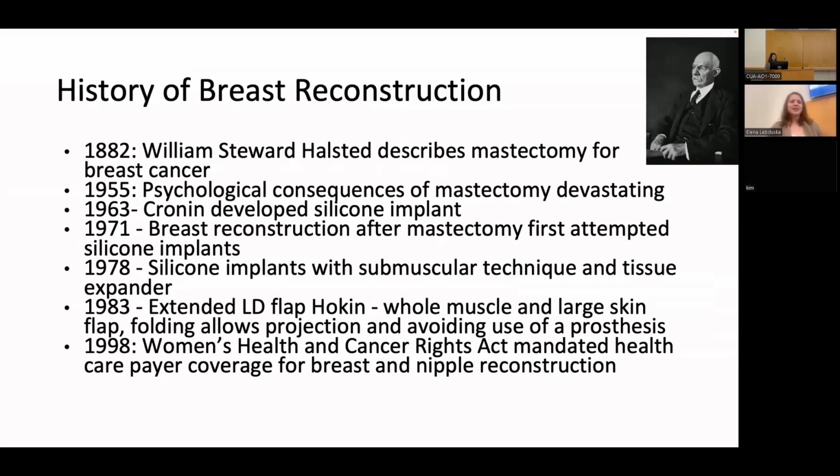Silicone implants were developed in the 60s. We also did reconstruction after mastectomy, wasn't until 1971. In 1978, we started looking at silicone implants with a submuscular technique, which is the most common today. And then we started looking at taking latissimus dorsi flaps for our patients, so trying to reconstruct breast projection, especially in our patients with mastectomy, using their own tissue rather than implants. And it wasn't until 1998 and the Women's Health and Cancer Rights Act that actually mandated payer coverage for breast prosthesis or breast reconstruction post-mastectomy.